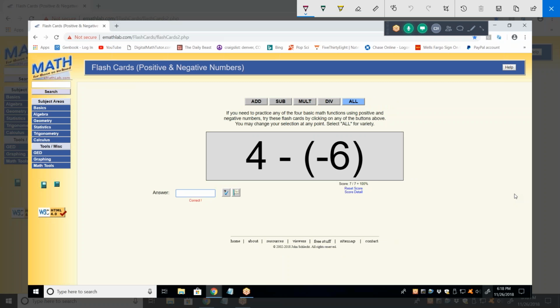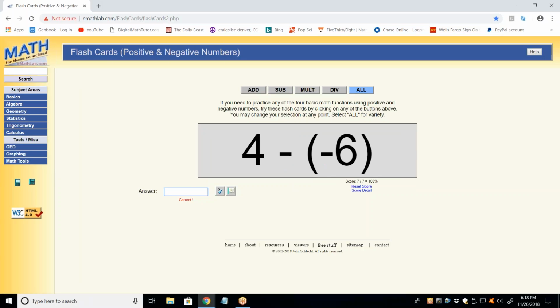You got to do this by the steps. If I'm going to change that to a plus, then I have to change the sign of whatever follows. And what follows is a -6. So I got to change it to a +6. Now, what is 4 plus a +6? 10. Okay. Just always do it in steps like that. Don't try to memorize.